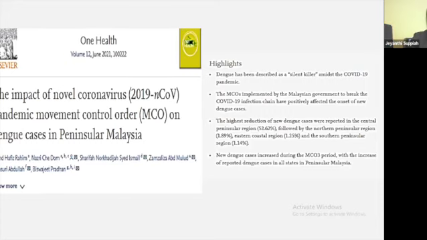However, this situation did not remain long, where new cases of dengue started to increase during the MCO phase 3, obviously because during the MCO phase 1, a lot of restrictions were imposed where people tend to stay indoor rather than outdoors, so perhaps the cases have reduced. But during the MCO period, phase 3, a lot of leniency has been given, so people were still moving in and out, so that could have contributed to the increase in the cases again.